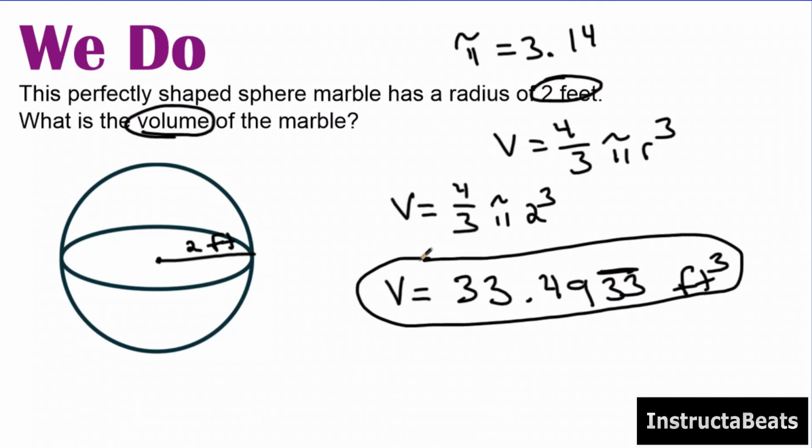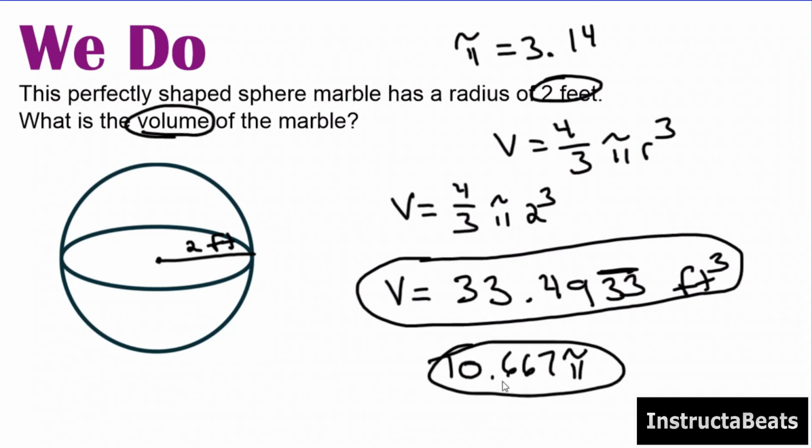Now sometimes if you're doing IXL or another website, they might just have you write the answer in pi. So it might be like 10.667, and that was repeating, and then they might just have you write pi at the end. What that means is you're taking this number and multiplying it by pi to find your final answer. But because pi is an irrational number, sometimes they just have you write that. So either one of these would be fine as long as you put feet cubed.